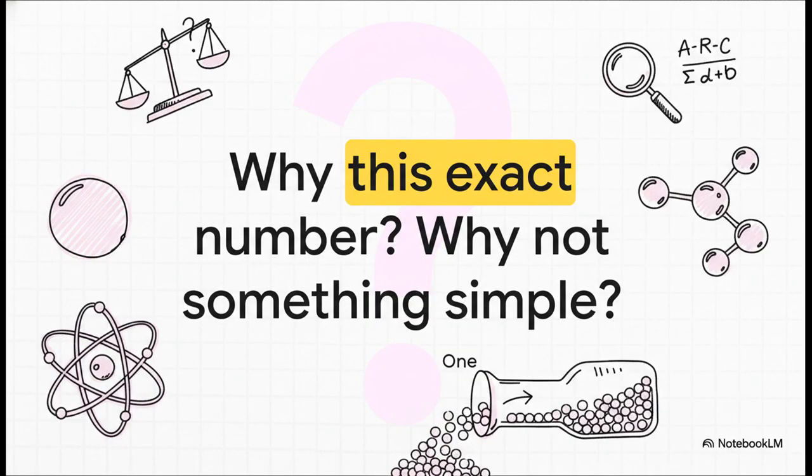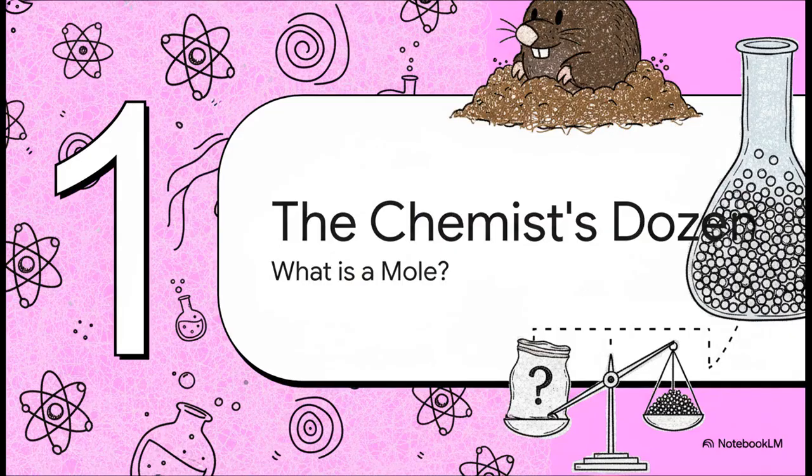Why that number specifically? I mean, why not something simple, like a trillion? Or just 1 times 10 to the 23rd? Where on earth did this super specific number come from, and what makes it so important? Okay, so to get to the bottom of the number, we've actually got to start with the idea behind it. And that idea is a little something called the mole.